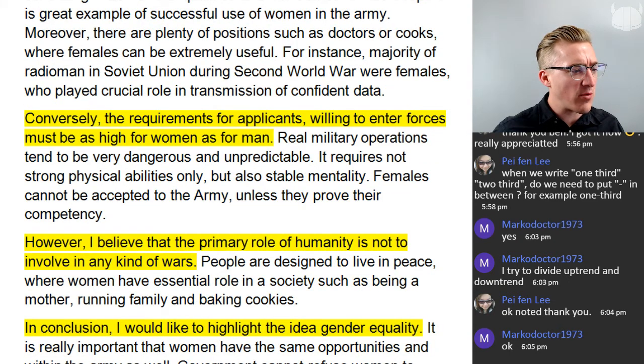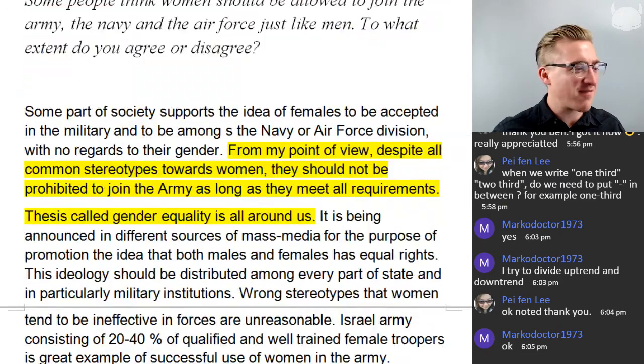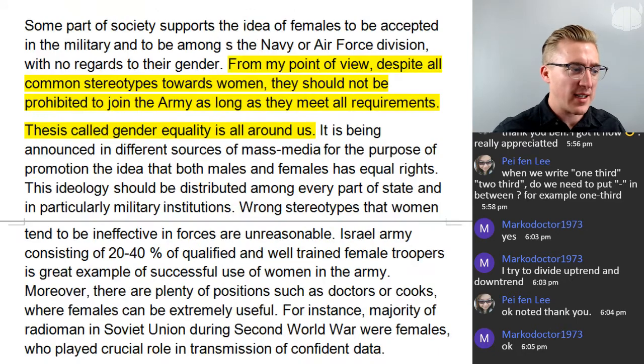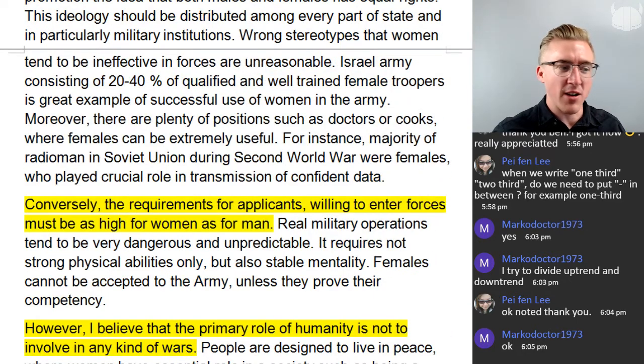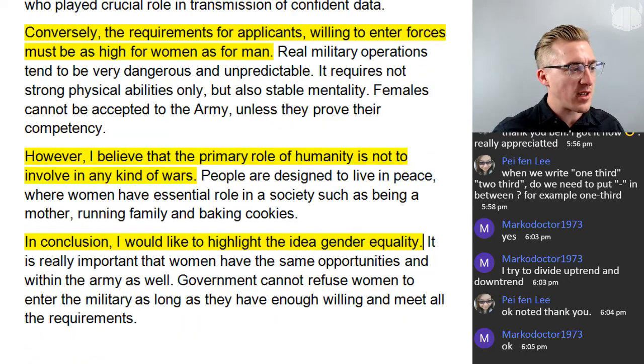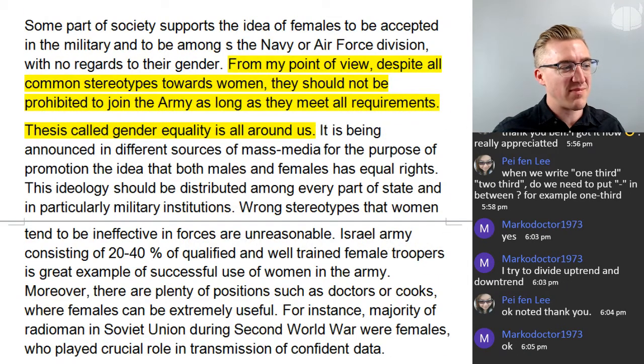However, I believe that the primary role of humanity is not to involve in any kind of wars. Bing, bing, bing. There's really no room for that opinion in here. It doesn't support your idea really at all, I don't think. I'll read more closely, but this seems like an extra opinion that you're adding. In conclusion, I would like to highlight the idea of gender equality, which is not quite what you said here, right? So I'm going to read it a little more closely, but at the outset, it looks a bit of a mess. Okay, the ideas don't quite fit together.